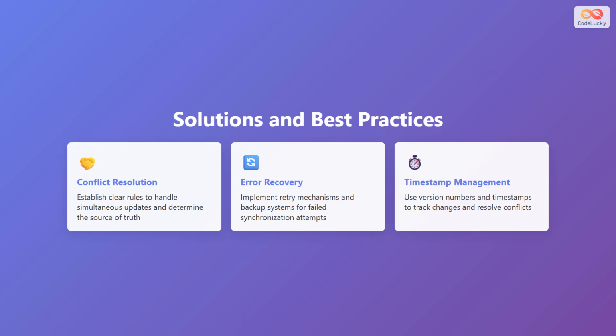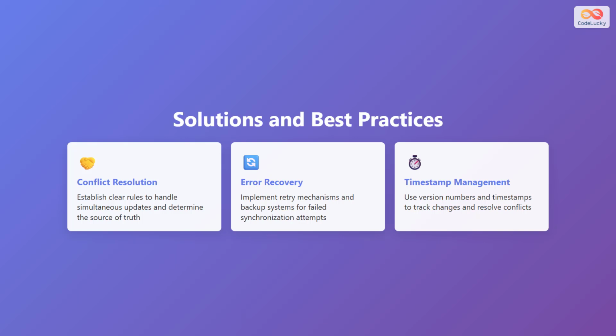To address these challenges, there are several solutions and best practices. The first is conflict resolution. Establish clear rules for handling simultaneous updates. Common approaches include using timestamps to keep the newest version or using version numbers to track all changes. The second is error recovery. Implement automatic retry mechanisms so if a sync fails, it tries again. Also maintain backup systems in case something goes wrong.